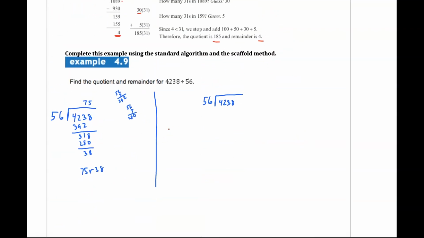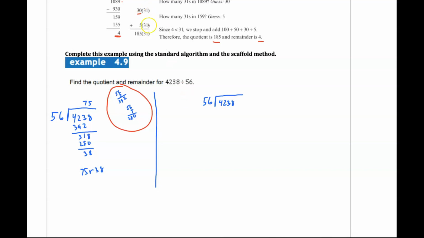Let's finish this section on another example. 4238 divided by 56. Here's the long division, right? What's happening is you're trying to decide how many times does 56 go into 42? It doesn't. How many times does 56 go into 423? And then you do all these little computations on the side to try to calculate, right? Get the exact number. An alternative would be the scaffold method, and that's what we'll do here.